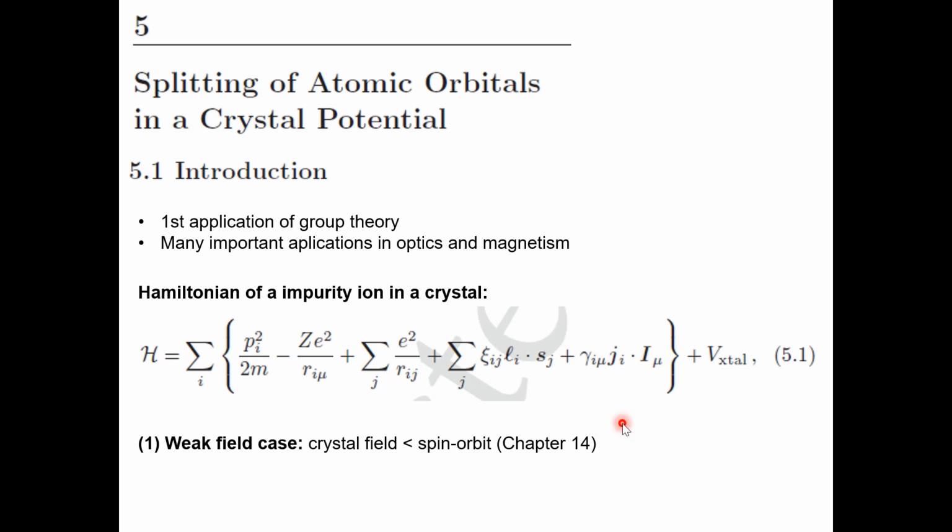Now, what we are going to consider in this chapter is the second situation, the so-called strong field case, in which the crystal field is larger than the spin-orbit interaction. So we will disregard these two terms. It's larger also than the hyperfine interaction, so we'll disregard these two terms, and we will consider only the crystal field as a perturbation to this part of the atomic Hamiltonian. Okay. All right.